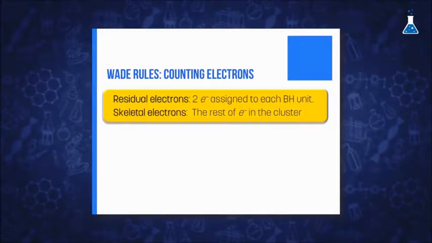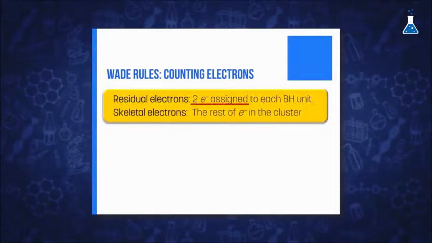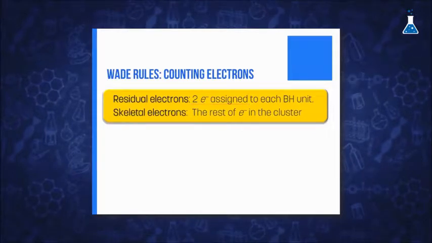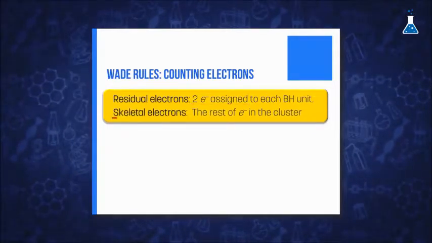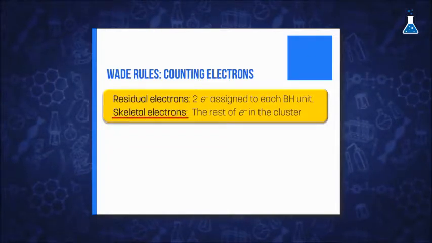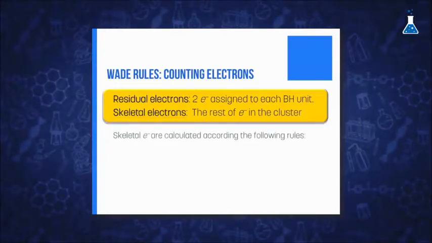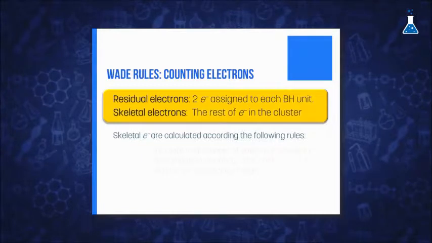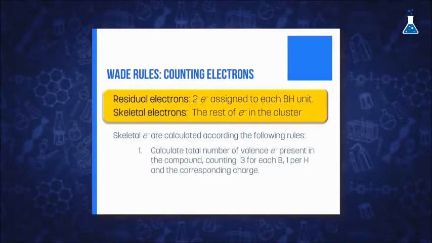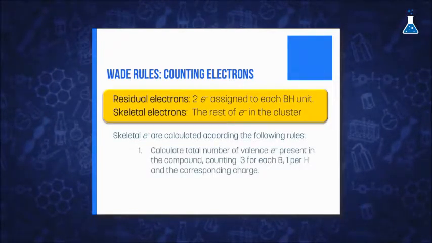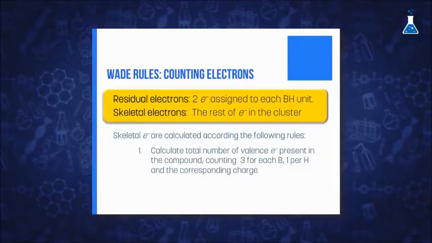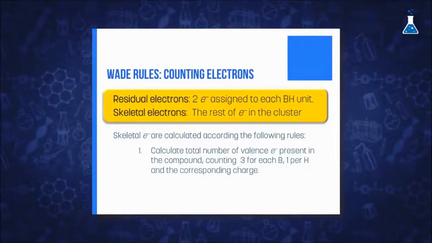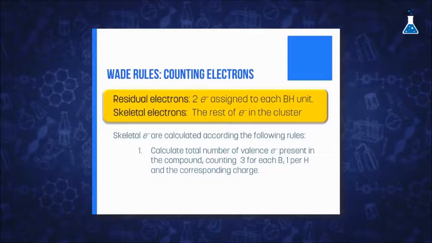Counting electrons. Residual electrons are the 2 electrons assigned to each BH unit. Skeletal electrons are the rest of the electrons in the cluster. Skeletal electrons are calculated according to the following rules. First, calculate the total number of valence electrons present in the compound, counting 3 for each boron, 1 for each hydrogen, and the corresponding charge.